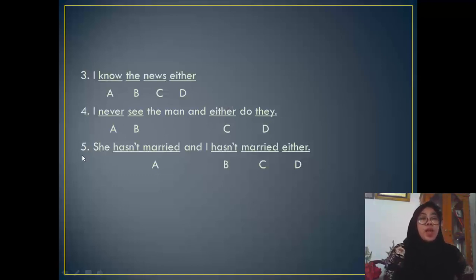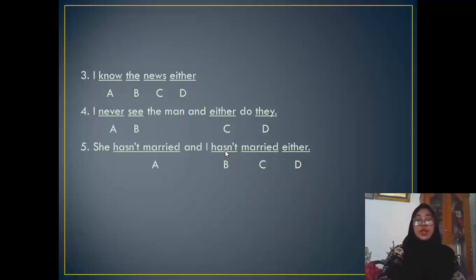Next, the final. "She hasn't married", negative, and "I hasn't married either." How about the usage of either? Right or wrong? Here, the usage of either is right. So which one is wrong? Yeah, hasn't is wrong. Why? Because the subject is I, so the auxiliary is have, not has. So the answer is B. It must be haven't. Yeah, I think that's all about our topic for today.